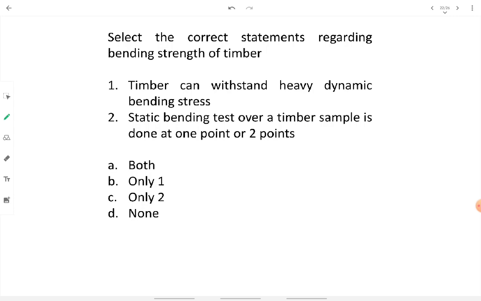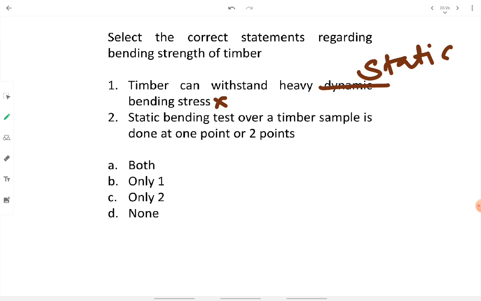Select the correct statement regarding the bending strength of timber. Timber can withstand heavy dynamic bending stress? No, timber cannot withstand heavy dynamic bending stress. It can withstand heavy static, continuous static loads. Moving loads or vibratory kinds of bending stresses it cannot sustain, but yes, you can put it to use where static bending stresses are likely to be encountered wherever you are putting your timber member.